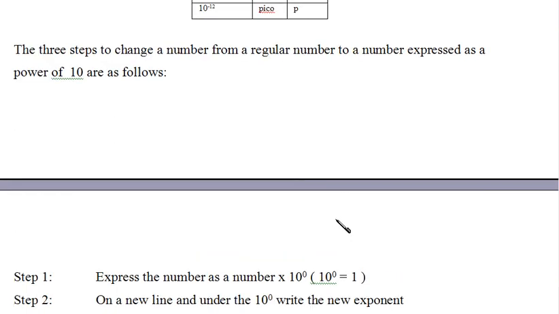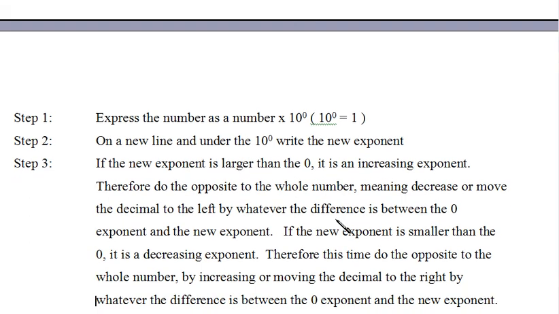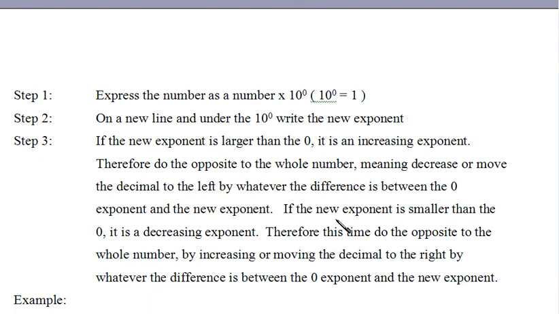So the 3 steps to change a number from a regular number to a number expressed as a power of 10 are as follows. So first I'll go over the steps and we'll do an example. Step 1 is express the number as a number times 10 to the 0. Anything to the 0 power is 1. So when you multiply something by 10 to the 0, you're not changing the number, you're just expressing it a different way. On a new line and under the 10 to the 0, write the new exponent.